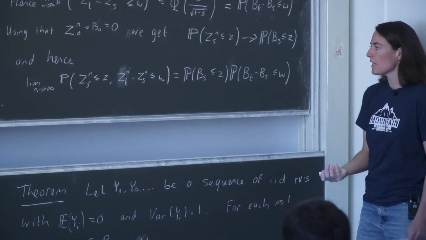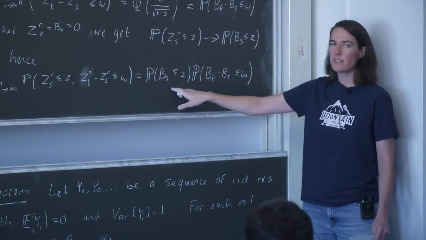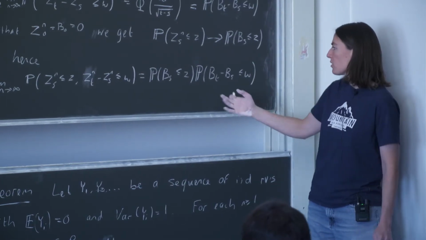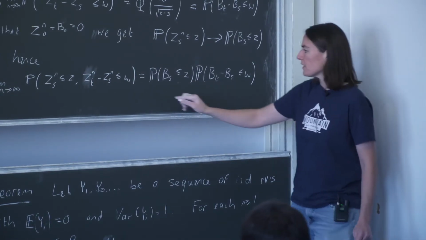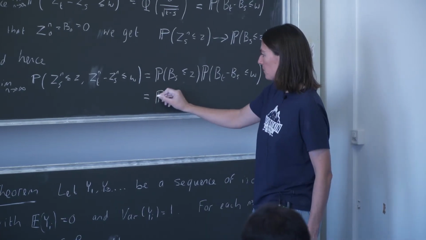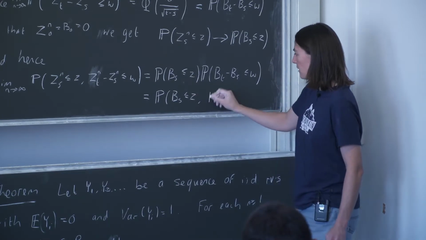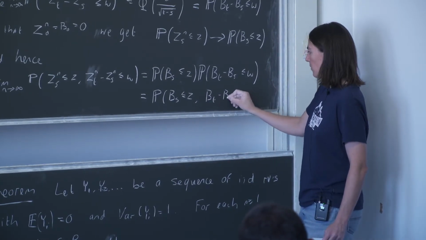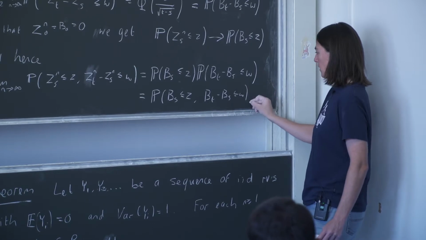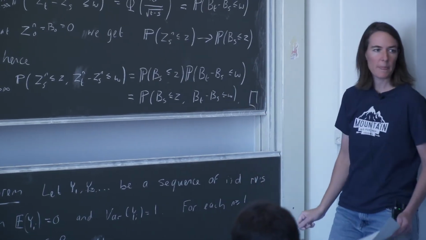But there's one final step here. We know that Brownian motion has independent increments. That was another property of Brownian motion. And so this product is exactly equal to the probability that B_s is less than or equal to z and B_t minus B_s being less than or equal to w. And that proves our result.